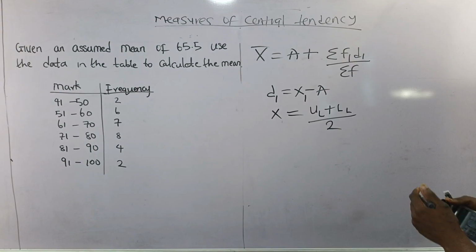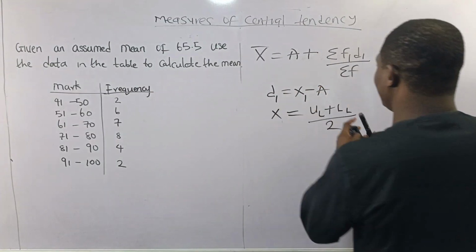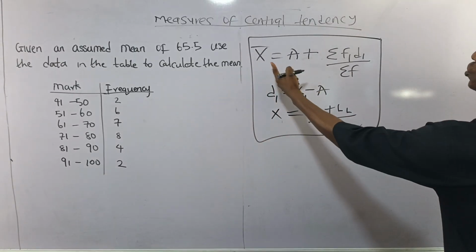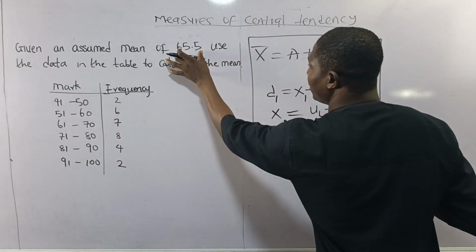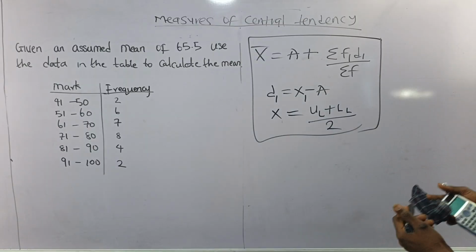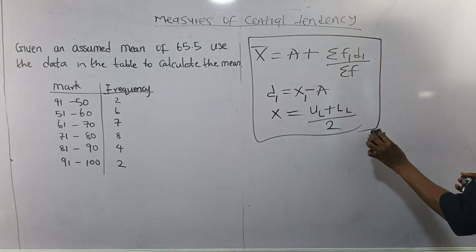Now, these are the two major things needed. And also, we need to draw our table. So, these are the things you need for grouped data to get your mean when an assumed mean is given. Take note, if an assumed mean is given, you must use this method. Otherwise, your score will be reduced in your examination.